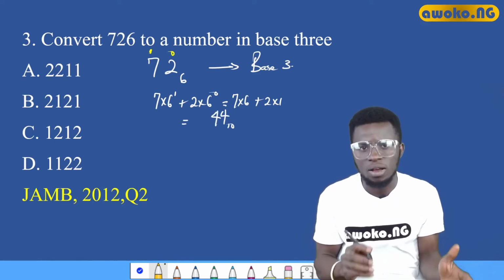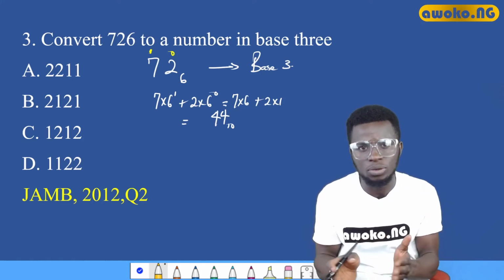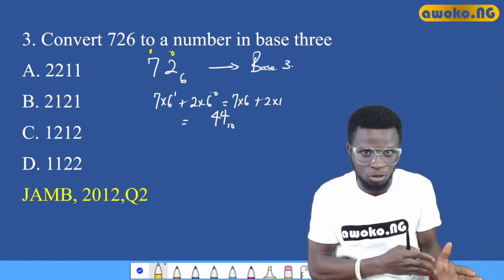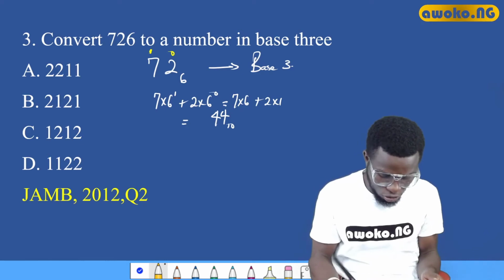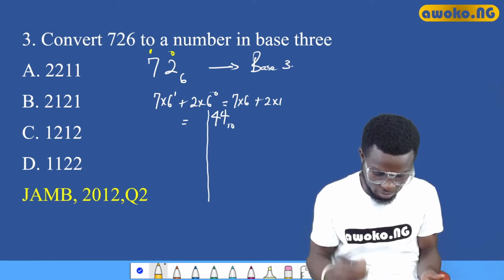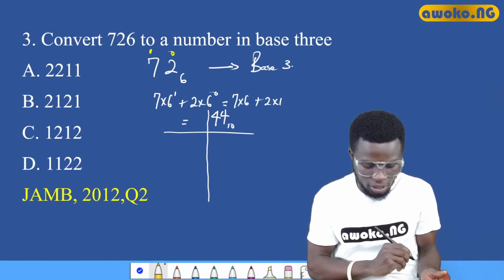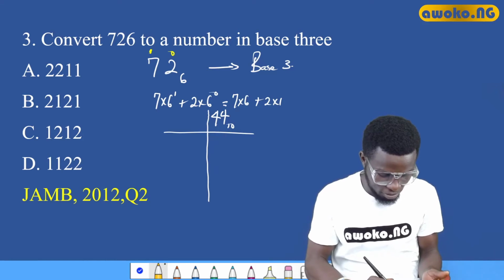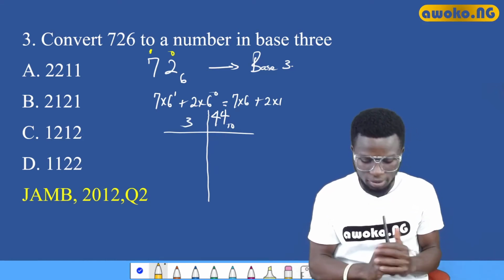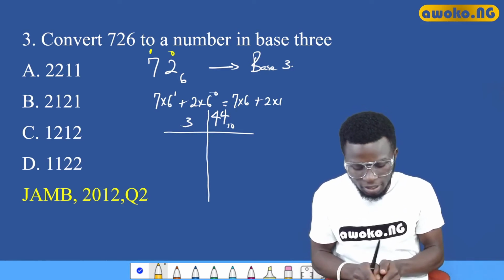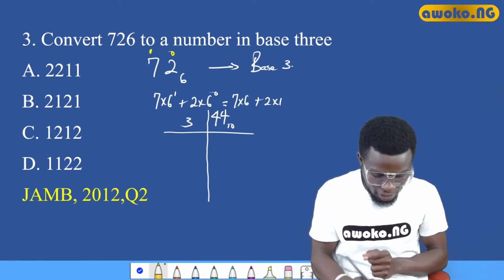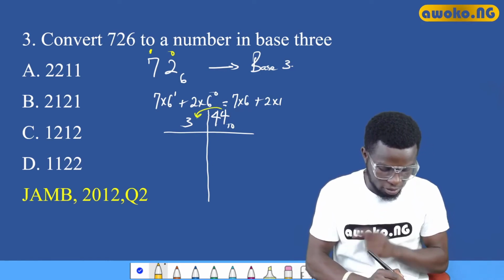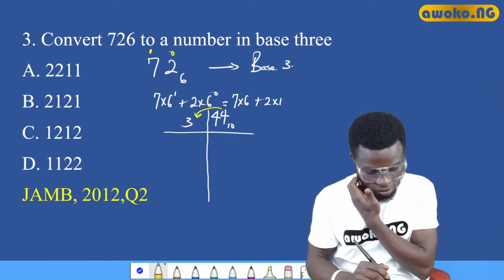So I can easily convert 44 base 10 to base 3. And how do we do that? This method is different from the ones we had in our previous question. Okay, now how do we do it? You just draw a vertical line straight down, and a horizontal line crossing it like this. Then after doing that, you put 3 here, the base we are converting to. So we are converting 44 base 10 into another number in base 3. And what is that number? This is what we are going to find out very shortly.